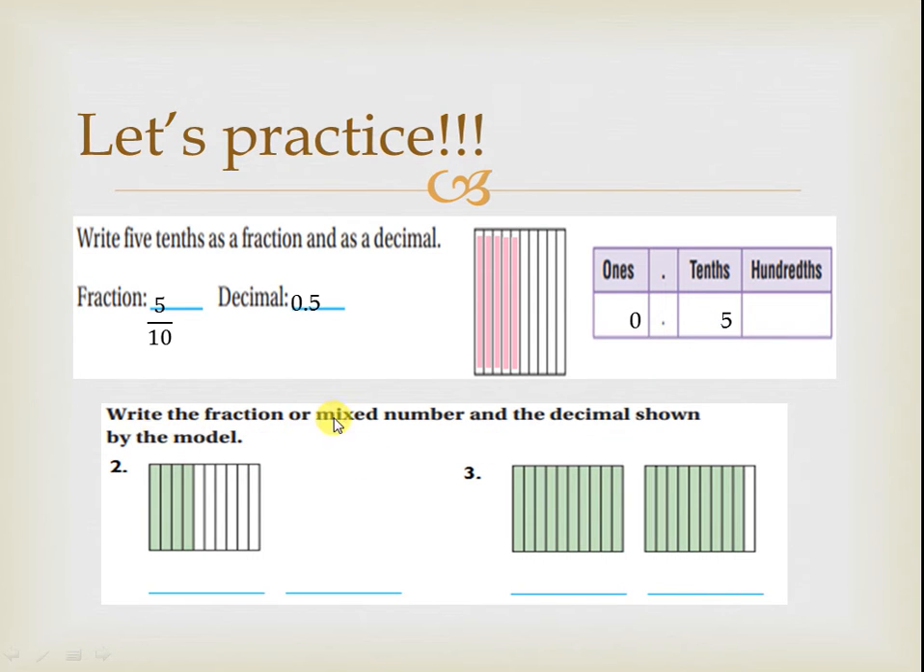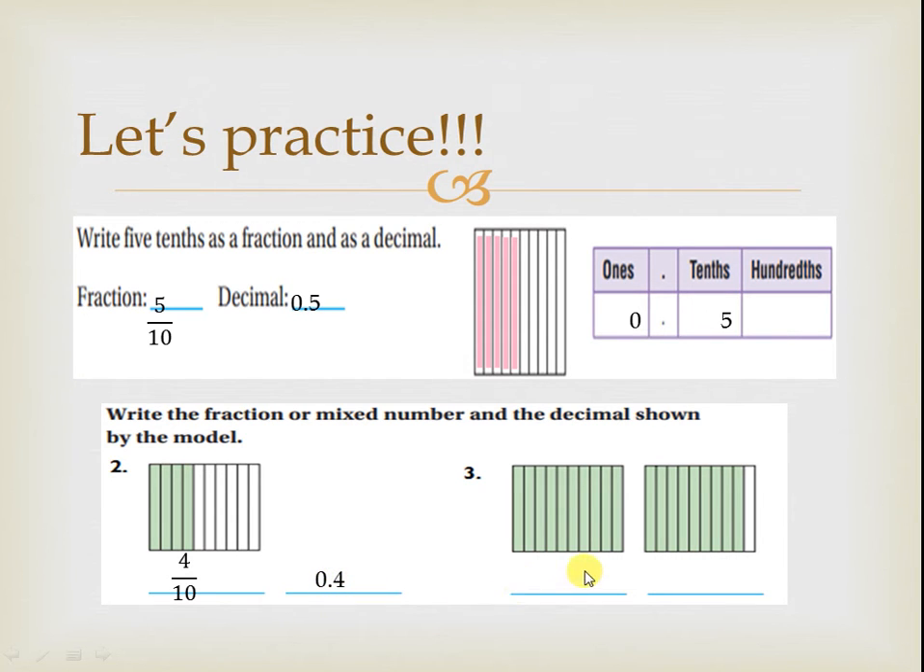Write the fraction or mixed number and the decimal shown by the model. So, as a fraction, how many parts in all here? It's 10. So down in the denominator place, we write 10. And how many colored parts? It's 4. So this is 4/10. So how do we write it? 0.4, because 4 is in the tenths place.